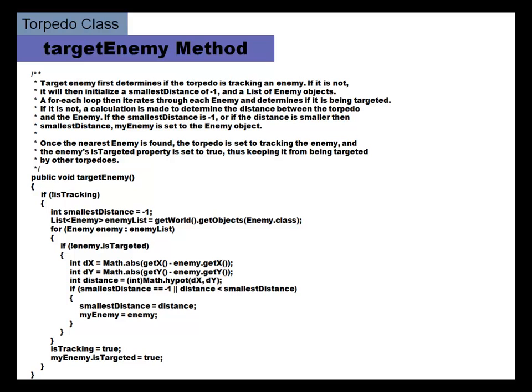Depending on which enemy is closest to the torpedo, the enemy's is-targeted boolean is set to true, and the torpedo's is-tracking boolean is set to true as well, preventing the code from being run by this particular torpedo object.